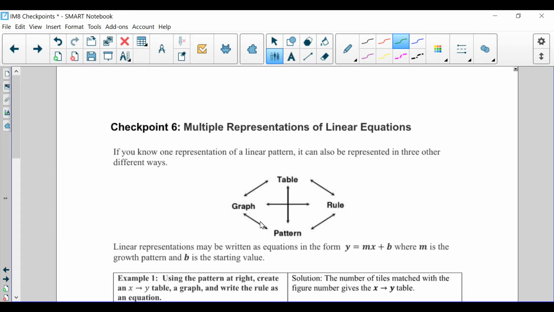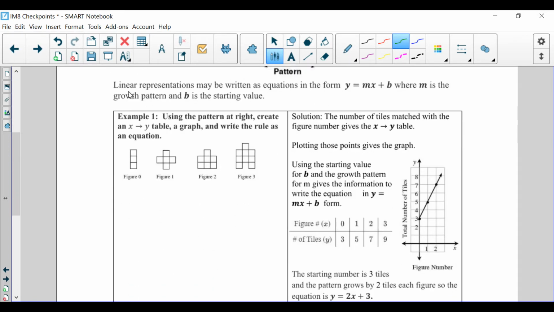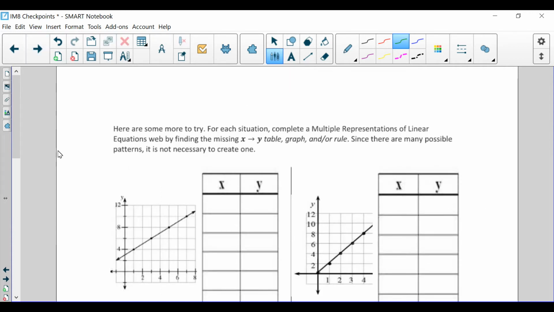Alright, so we've got a web, and with that web we are going to figure out how to solve these types of problems. Now what's going to happen is you're going to analyze a pattern and then create a graph and equation from it. So first of all, we've got to go over what is the generalized pattern, because these patterns are based on something that is known as lines.